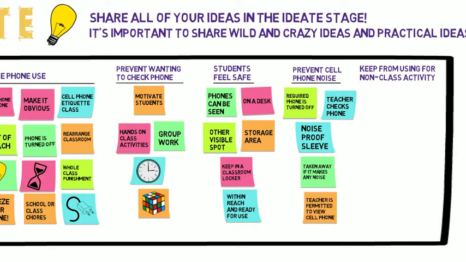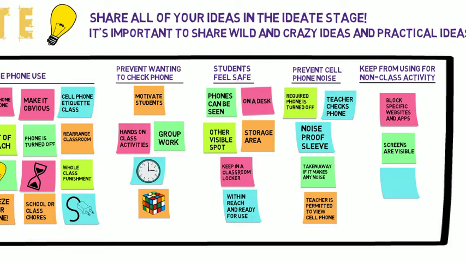To keep students from using their phone for non-class related activity, block specific websites and apps. Require that screens are visible to the teacher so students can't text or play games when they should be researching something. What if phones were used to submit answers to the teacher's questions? If they show up on a larger screen, the teacher can see who is paying attention and make sure students are using their phone for class, not other activities.